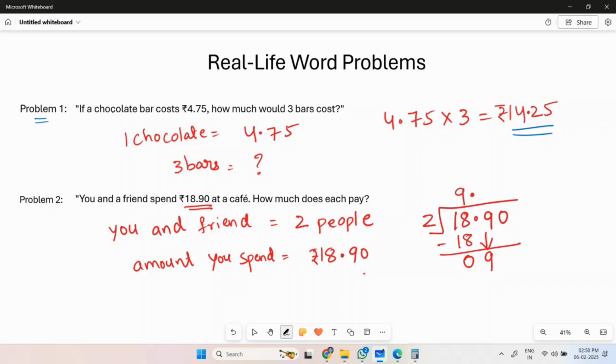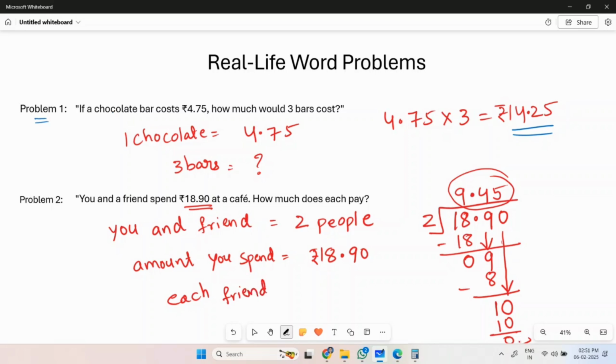Bring down 9. 2 times table 9 is not there. So closest number is 8. 2 times 4 is 8 and remainder is 1. Now let's bring down 0. Now it became 10. 2 times 5 is 10 and the remainder is 0. We got the remainder 0 and the quotient is 9.45. So that means each friend will pay 9 rupees 45 paise.